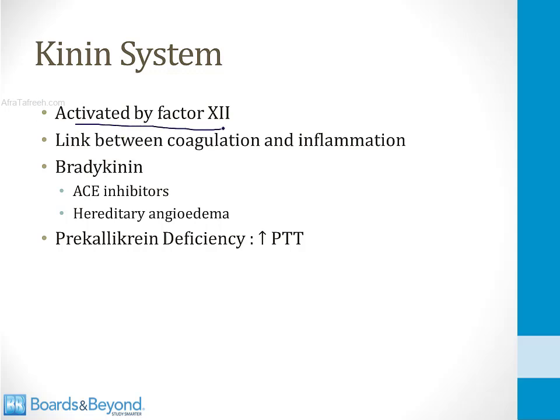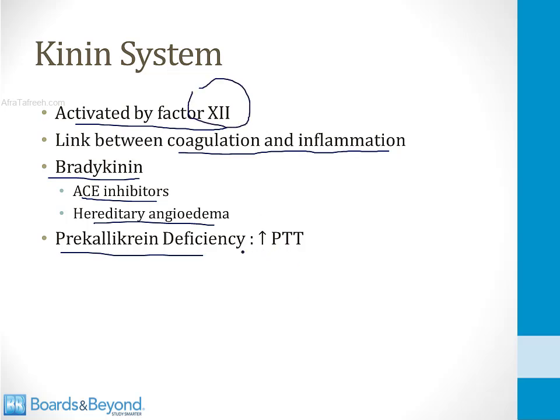It's activated by factor 12, and therefore it's an offshoot of the coagulation system. It serves as a link between coagulation and inflammation. Bradykinin is the most important kinin. It's relevant to ACE inhibitors and hereditary angioedema. And then in the rare prekallikrein deficiency, factor 12 does not work normally. This leads to an elevated PTT in absence of bleeding.